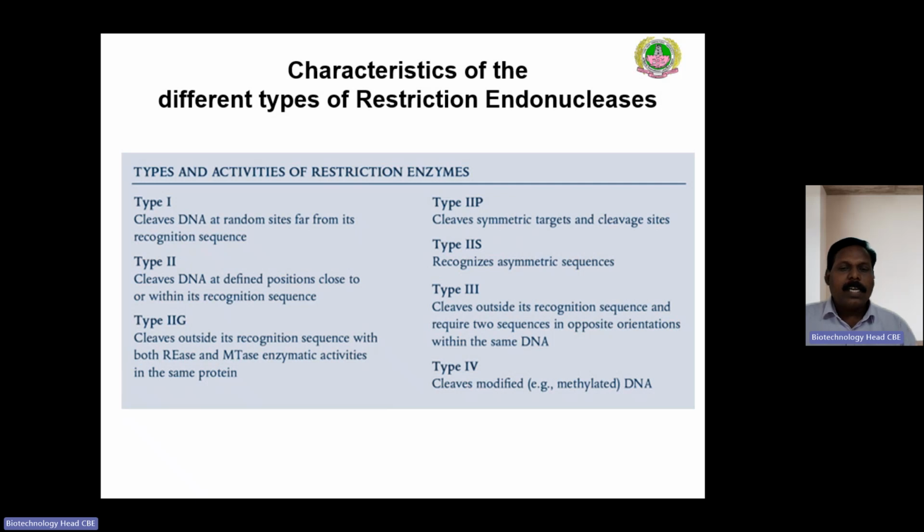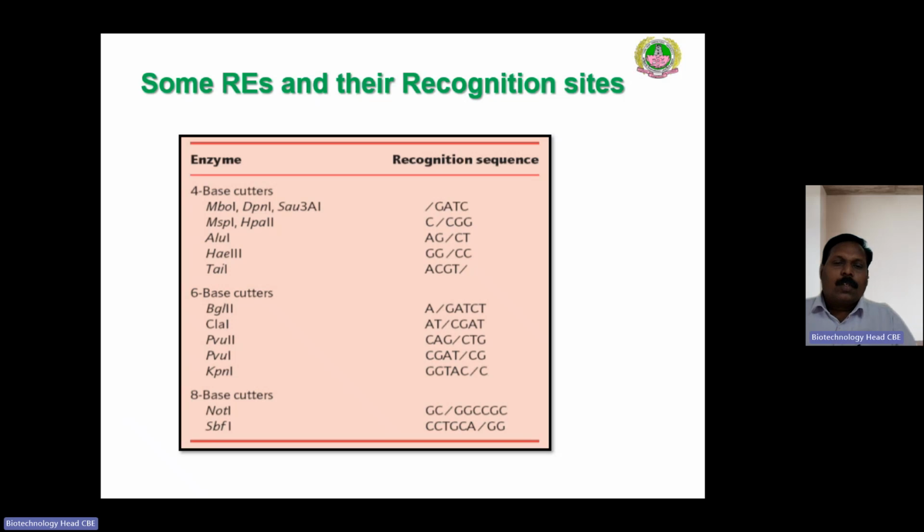The third type, the type 3 restriction endonuclease, cleaves outside its recognition sequence, and it requires two sequences in opposite direction within the same DNA. The fourth type, the type 4 restriction endonuclease, cleaves modified or methylated DNA sequences. So I repeat, we have four different types of restriction endonucleases, and among them the type 2 restriction endonuclease is the most widely used enzyme in genetic engineering applications.